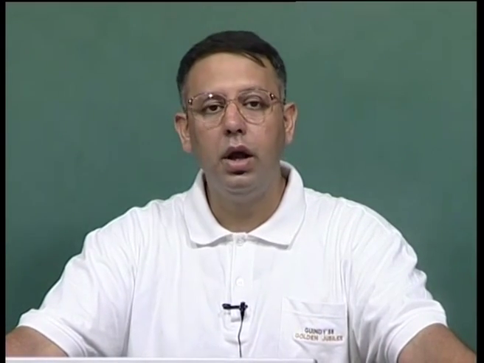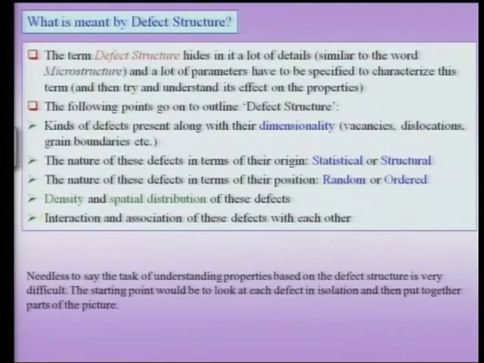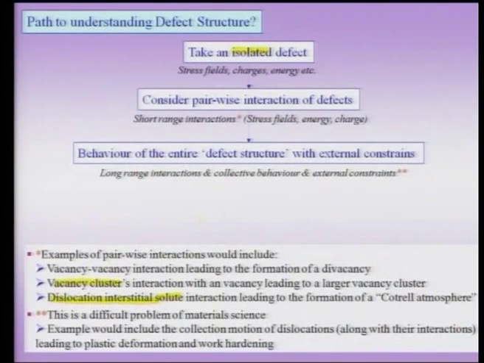So, we start first of all with an isolated defect, a vacancy, a stacking fault or a dislocation, and try to understand its stress fields, its energetics, its charges, etc. Then we talk about pairwise interaction, and this pairwise interaction would perhaps lead me to a larger assemblage of defects, and we had seen that while talking about that we not only have to talk about interaction, but association of these defects, and this association can lead to a larger cluster of defects. For instance, a defect structure which is slightly more complicated, with many other defects associated with each other.